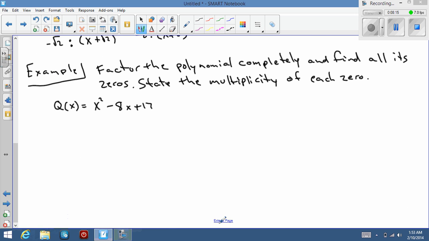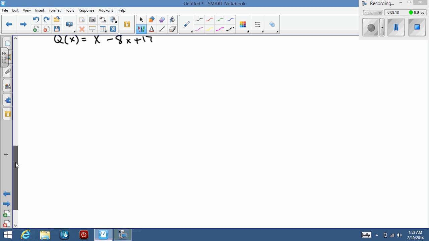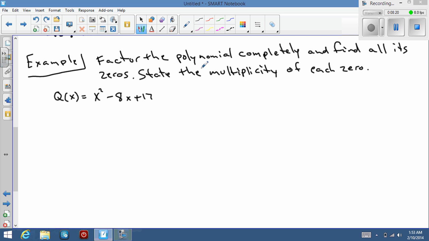Okay, let's look at this example here. We need to factor the polynomial completely and find all its zeros, stating the multiplicity of each zero. And remember, the multiplicity is knowing if we have two factors listed and they are the same, the multiplicity of that factor or that zero is 2. If we have 3 of the same factors, then the multiplicity of that zero is 3.